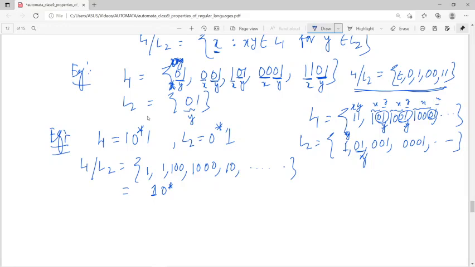So what did we see? Of course, regular language is closed under right quotient, closed under homomorphism, and closed under inverse homomorphism.